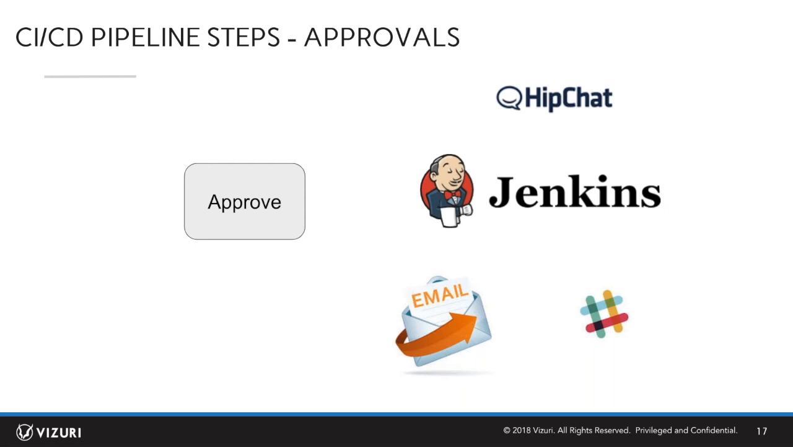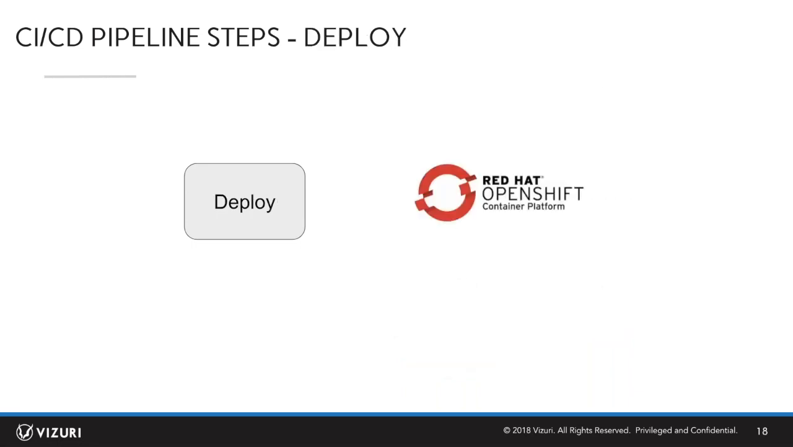And then we talked a little bit about approvals. There might be cases where we're trying to automate this process, so we want to take human action out as much as possible. But at times we do need to ask if it's okay to do a certain step. We can integrate approvals into Jenkins. We can use social media like HipChat or Slack, or email approval processes that we can integrate into our process. Then lastly is the actual deploy.